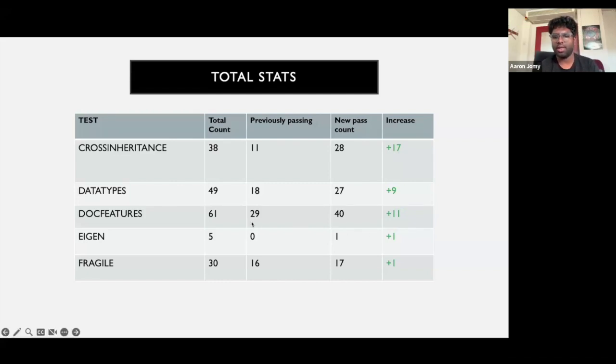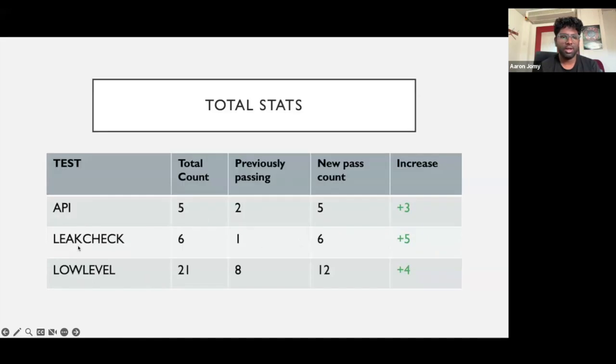And although it's not all the way, it has improved from what it was previously, which was 29 to 40. And eigen, we have one ray of sunshine. That's the one test which initializes a matrix. So now the dependency on eigen is really the heavily templated nature of eigen classes. And then you also have the fragile tests, which went up by 1. So the API and leak check, like I previously mentioned, are at 100%. So you have all of them passing. And then the CppInterOp low-level interface also went up.